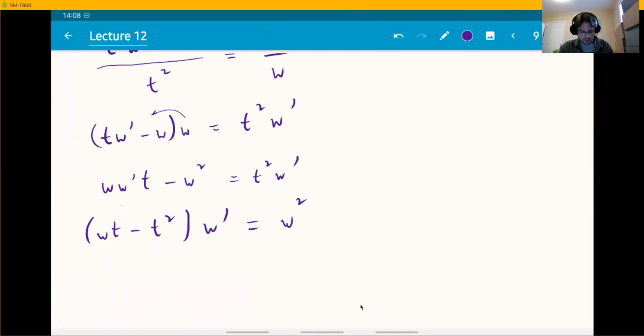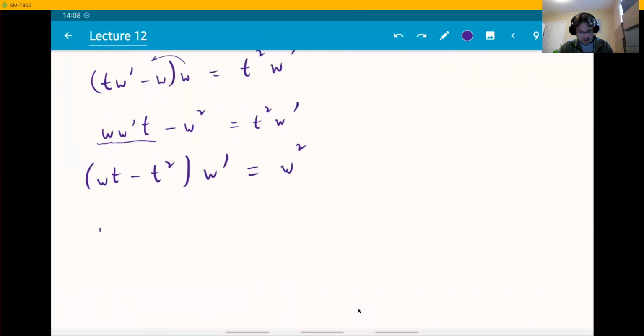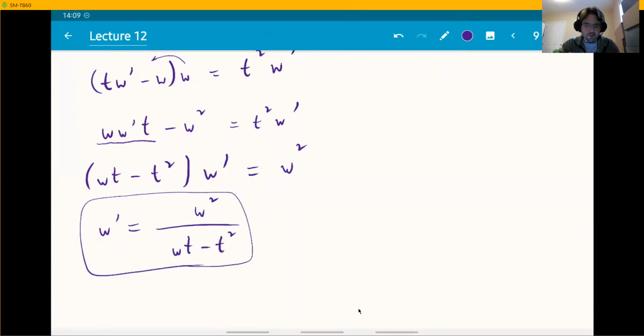The other term on the left is this one, w prime t. Here it is, factored a w prime from it. And finally, this minus w squared is now on the right side as a plus. So now you can divide by wt minus t squared. That's your implicit formula for w prime, which is the same thing as dw dt as the question asked.